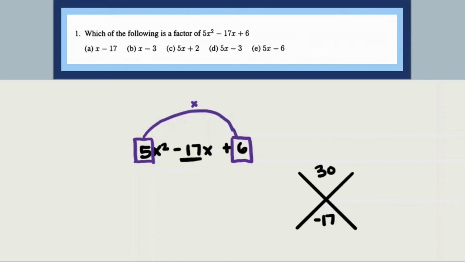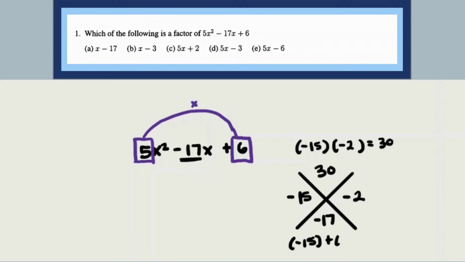Two numbers that would work are negative 15 and negative 2. Negative 15 times negative 2 is 30, not negative 30, my bad. And then negative 15 plus negative 2 will give us negative 17. So those two numbers work.